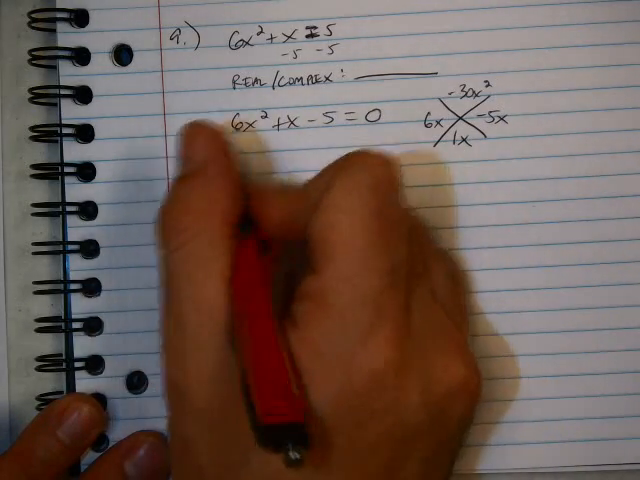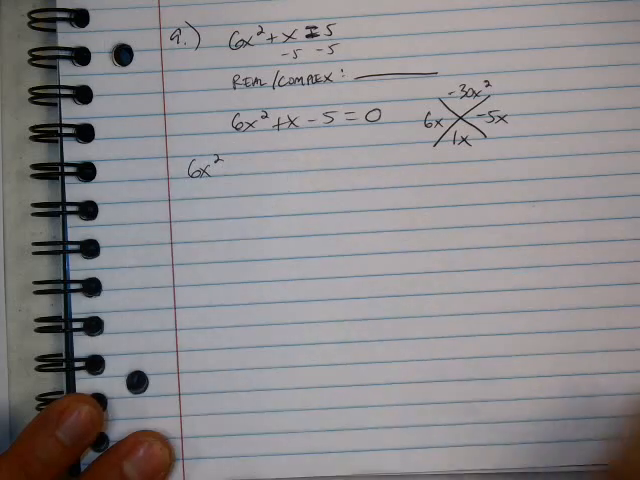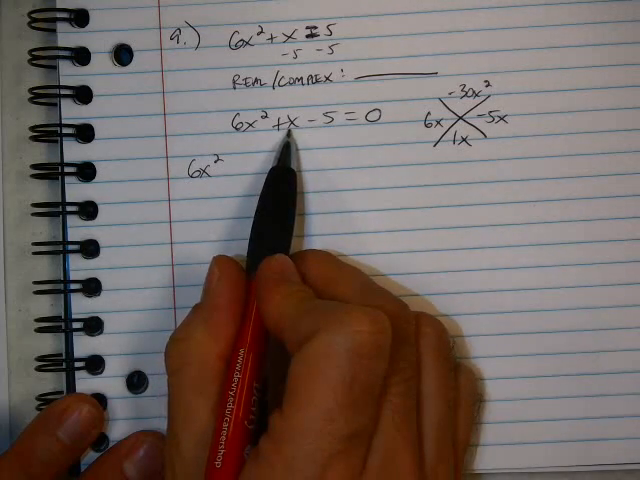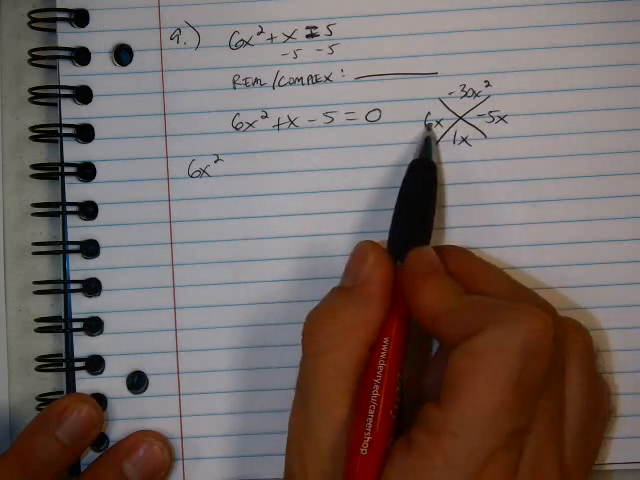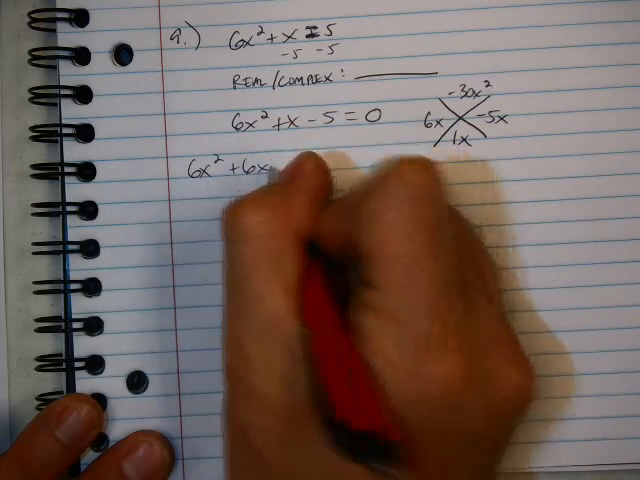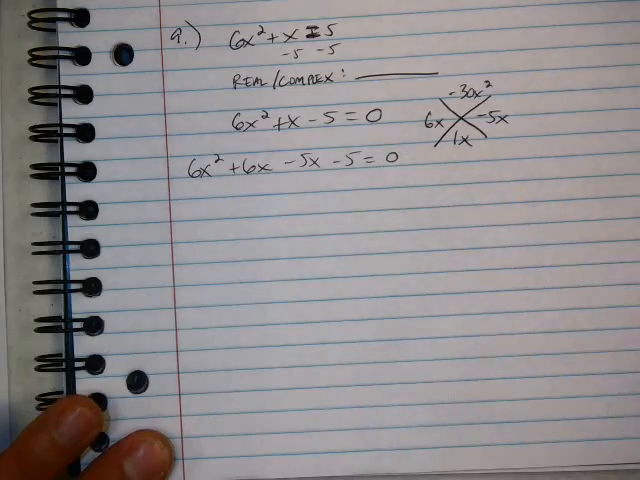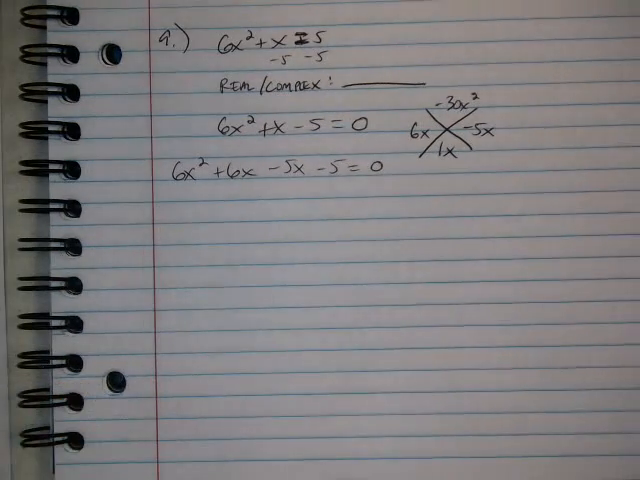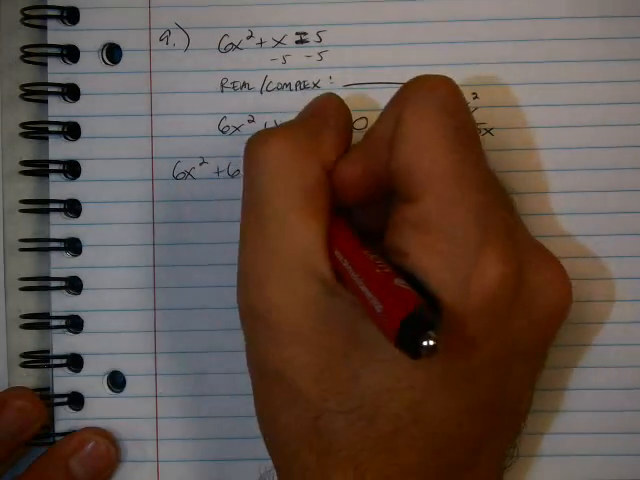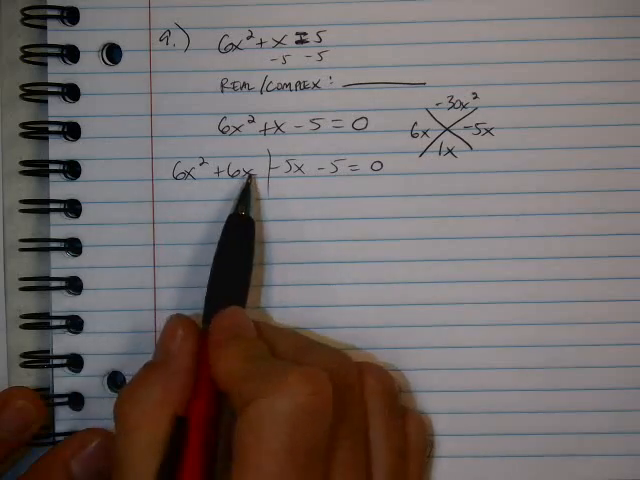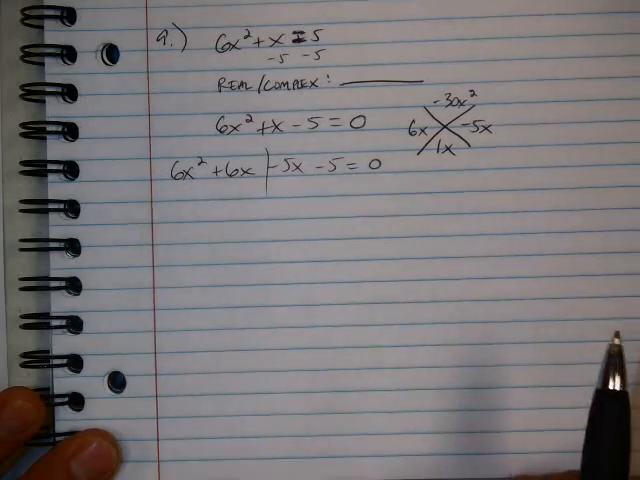Now, I'm going to take that 6x squared and keep writing that. This 1x now gets split up into these two. So I have 6x squared plus 6x minus 5x minus 5 equals 0. Now, if you've done factoring by grouping, we're going to split this right down the middle.